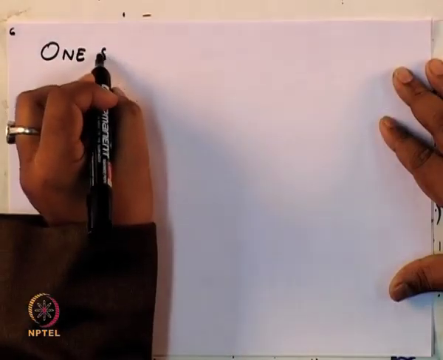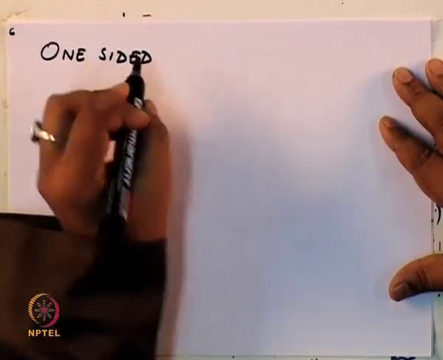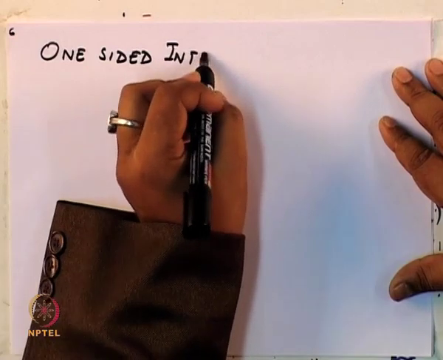So, instead of having a lower and an upper limit, you might also be interested in finding out only a lower limit. So, we can have what is called a one-sided interval estimation.